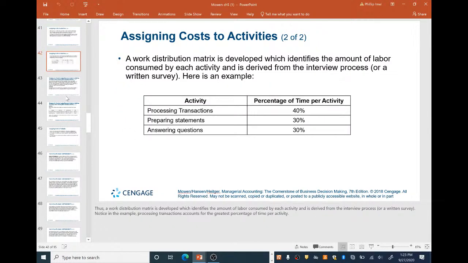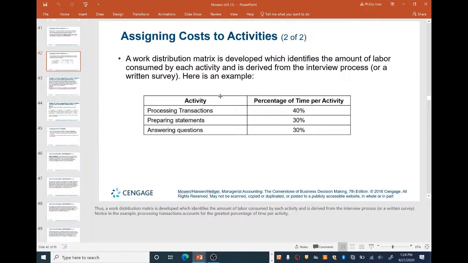So let's look at this data here. So once again, this is assigning cost to activities. So a work distribution matrix is going to be developed. This is going to identify the amount of labor that's consumed by each activity, and it's derived from those interview questions that we just talked about earlier, of what you would expect to question one of these departmental managers with. So that's where these questions would come from. This is obviously just an example, so this is made up data here. But once again, this data would come from those interviews with management with those relative questions.